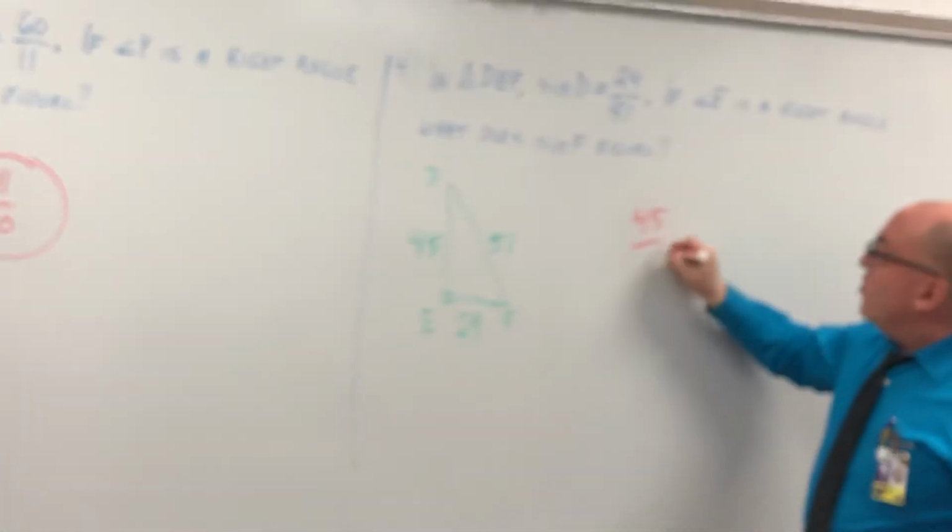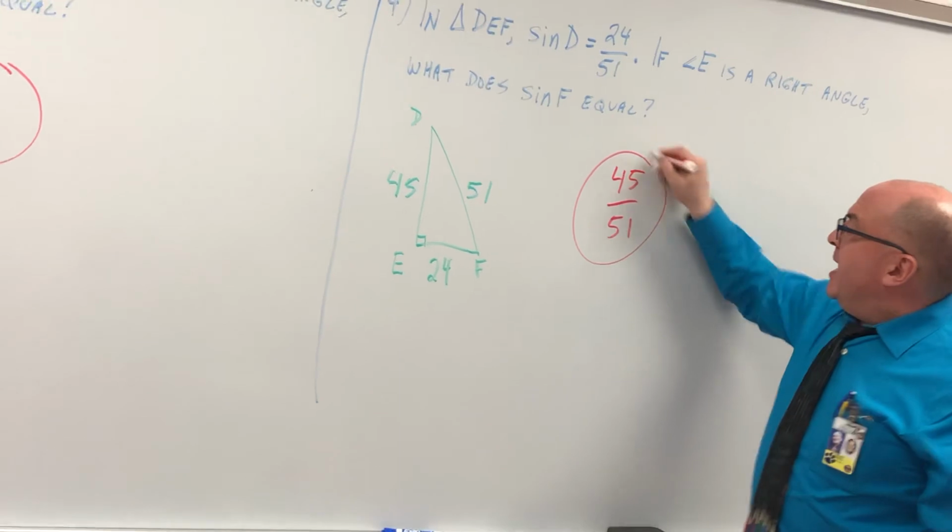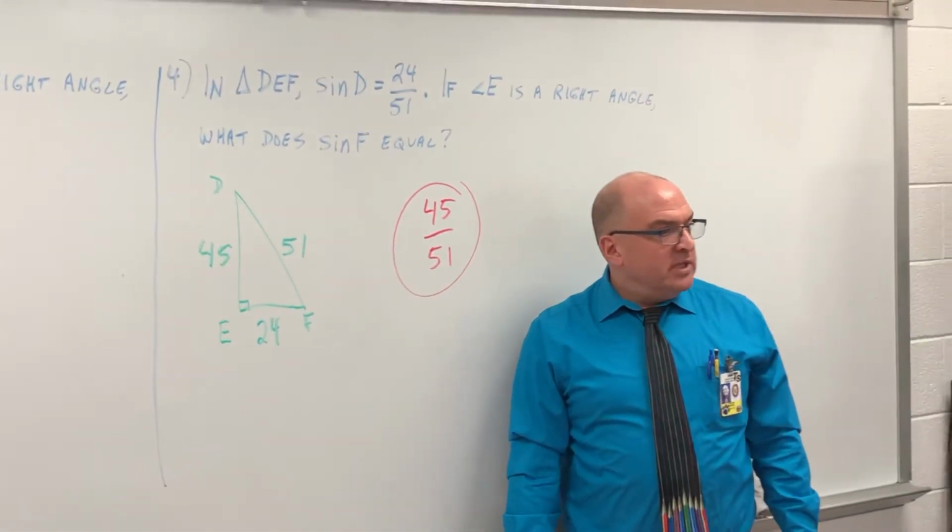All right? Now, I want sine F. From F, what's opposite? 45. What's the hypotenuse? 51. Bada bing, bada boom. There you go. Are you happy?